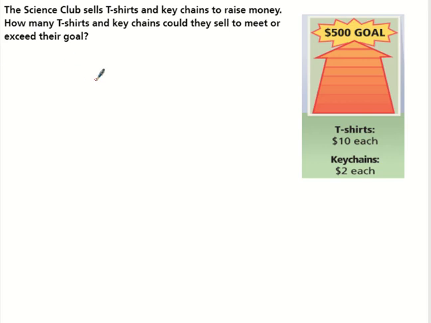I know they make $10 for every t-shirt and $2 for every keychain. When I add those up, I want to be at least 500. The difference is I want to be at least 500, not equal to 500. At least means this left side has to be greater than or equal to 500. If they make more, that's okay. They met their goal, but they can also exceed their goal. So this is the inequality that I'm trying to graph.